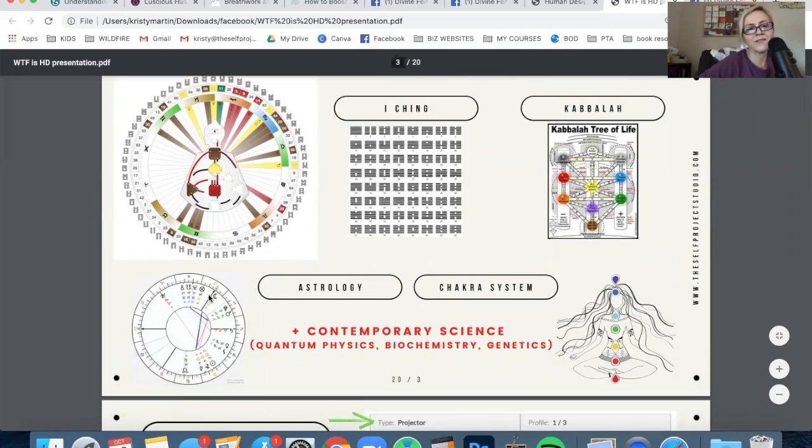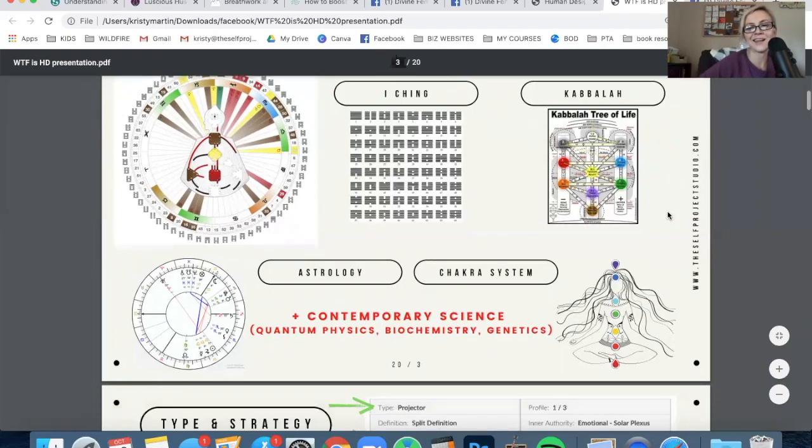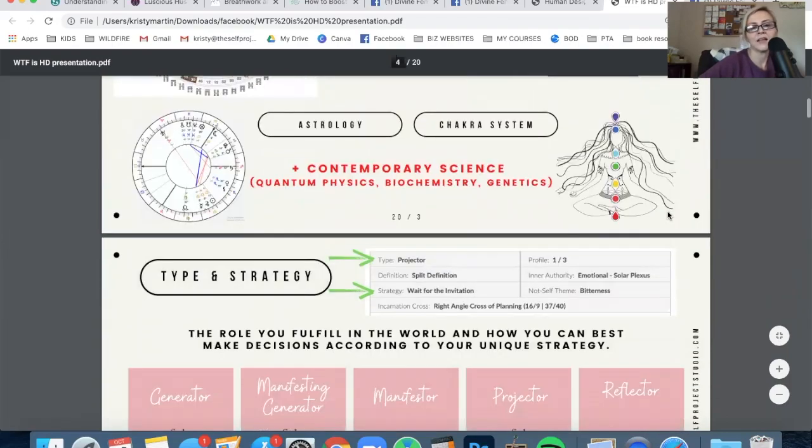Then if you look, you've got your astrological chart here, and you can see the astrological wheel on the inside there. And then our chakra system. So the seven chakras align to 7 of the 9 energy centers here. And you'll kind of hear where those start coming into play as we go through. And then, yeah, you add in the science stuff. So quantum physics, biochemistry, genetics, all the sciencey stuff.